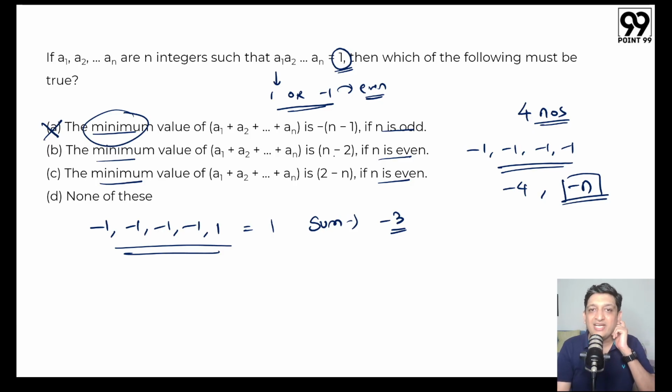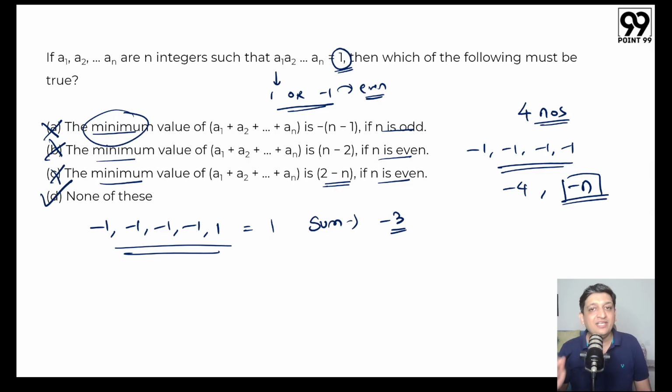So the minimum value can definitely not be n minus 2. It cannot be n minus 2 in this case, right? It cannot be 4 minus 2, or 2. It can be lower than that. It can be minus n as well. It cannot be 2 minus n, because 2 minus 4 again is going to be a slightly larger number compared to minus n, because we are adding 2 to it. So again, this is not our answer. So the answer here is option D, that is none of these.